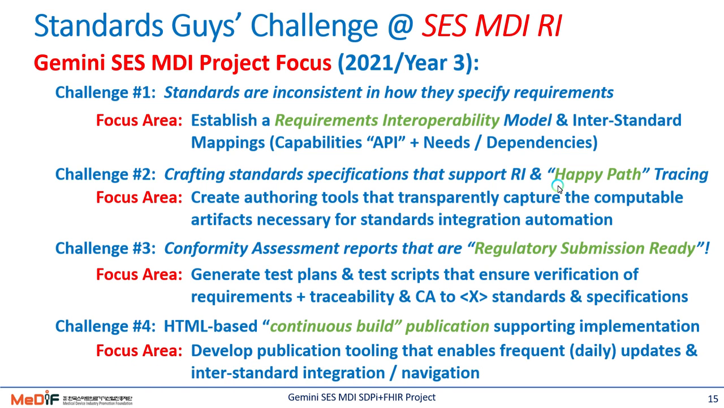So what are we doing for that? We're developing that publication tooling that enables frequent, I mean daily, continuous build updates. So not "it'll be published next year, we have lots of good stuff, you'll have to wait." It's daily updated. And this kind of inter-standard integration and navigation between the various standards. For example, if I have a specification in an IHE profile, like SD-PI, and then I have a FHIR implementation guide that is integrated with that, I could actually navigate in HTML from the one specification into the details of the other specification. Challenge? Yes. Doable?